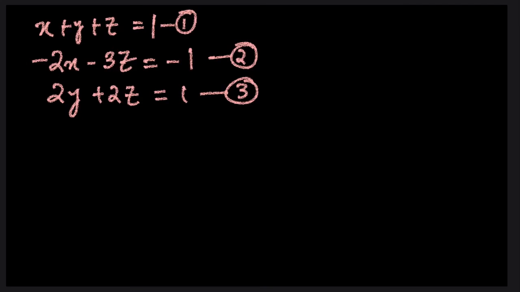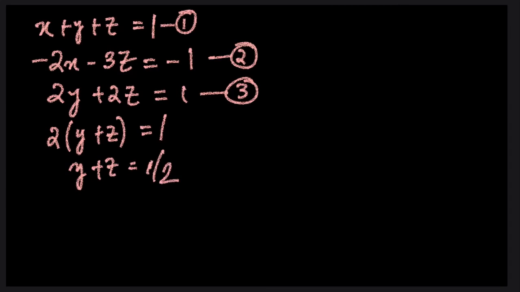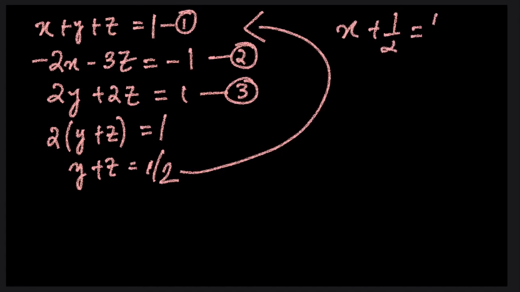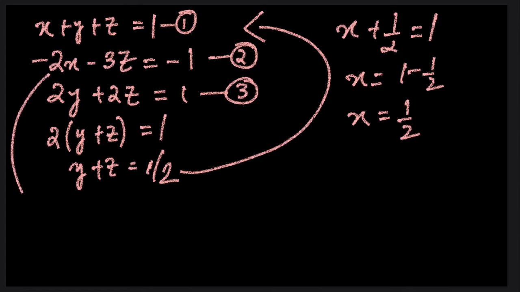So I'm starting from equation 3, and I can see here I'm getting y plus z equals half. This I will substitute in equation 1. x plus half is equal to 1. So x is equal to 1 minus half equals half. So I get the value of x. Next I can substitute in equation 2 to find out z.